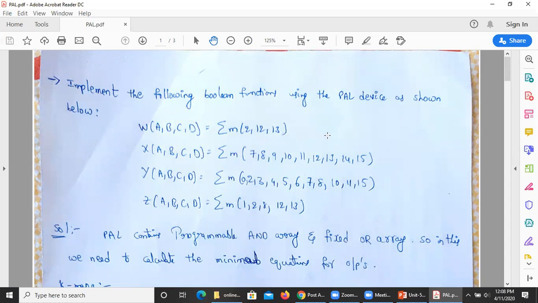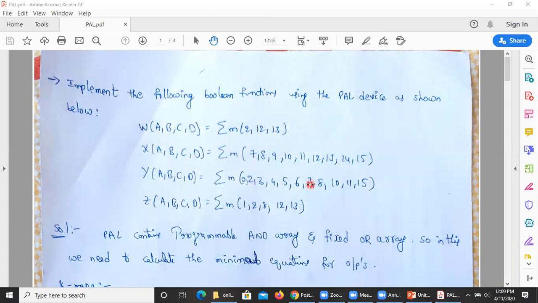So these are the Boolean functions they are giving. W is equal to sigma m of 2, 12, 13, and X, Y and Z have their own sets of minterms. Now, 4 inputs we are having, 4 outputs W, X, Y, Z, and totally 16 minterms we are having.